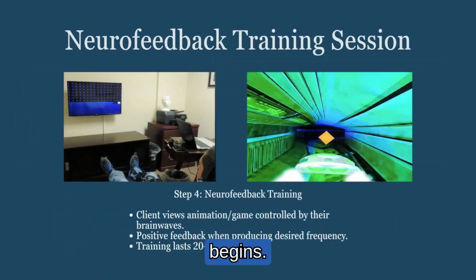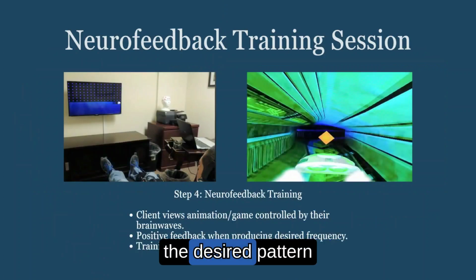The neurofeedback training then begins. The client views an animation or game that responds directly to their brain activity. When the brain produces the desired pattern, such as increased SMR or reduced theta, the animation moves smoothly or the game progresses. If the brain shifts away from the target pattern, the movement slows or stops. This system teaches the brain to maintain healthier states through continuous reinforcement.